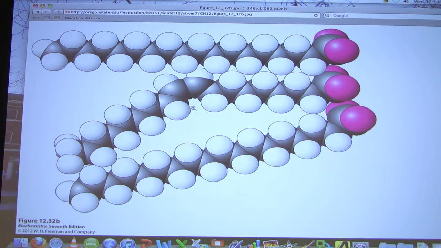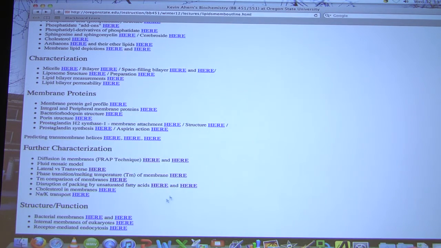And to order something that's physically different like this, it takes a lower temperature to do that. And that's why we see the lower melting temperature for the membranes that contain the unsaturated fatty acids.